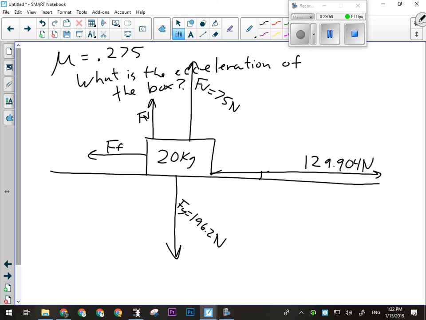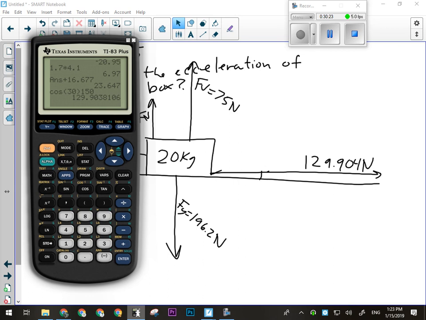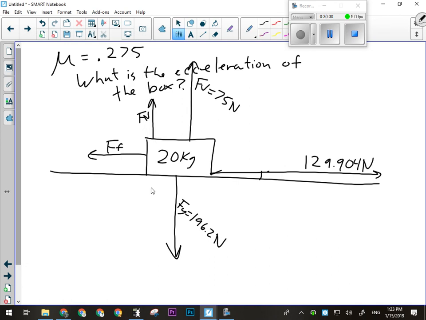Now, one of the things I need to know about the vertical part of this is that the object is not moving vertically. So what is the net force vertically? 0, right? So that means that the forces up plus the forces down have to equal 0. So I'm just going to go 196.2 minus 75, and that'll tell me what the force normal is. Everyone okay with that? Okay, so we're looking at 121.2 newtons for our normal force.